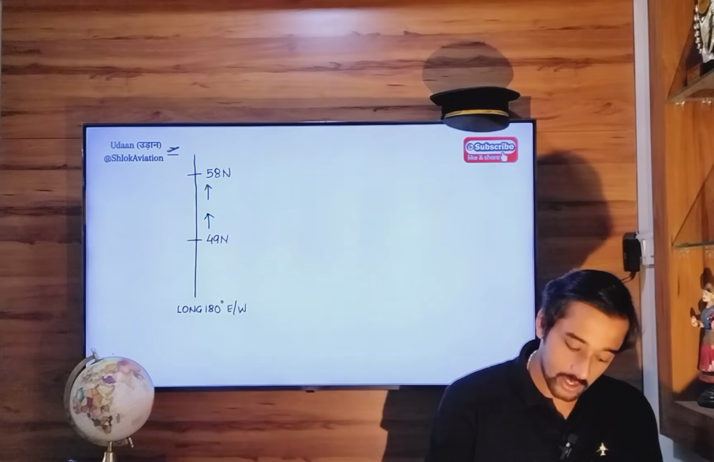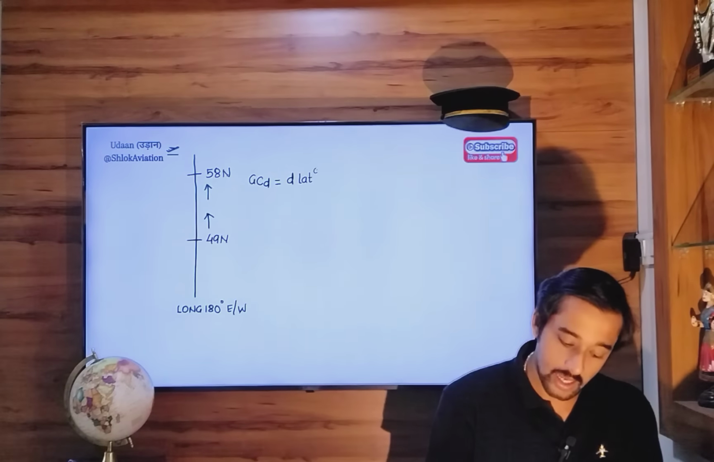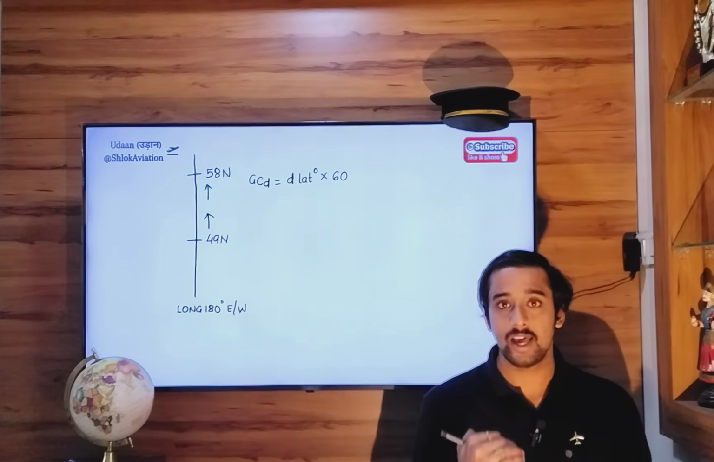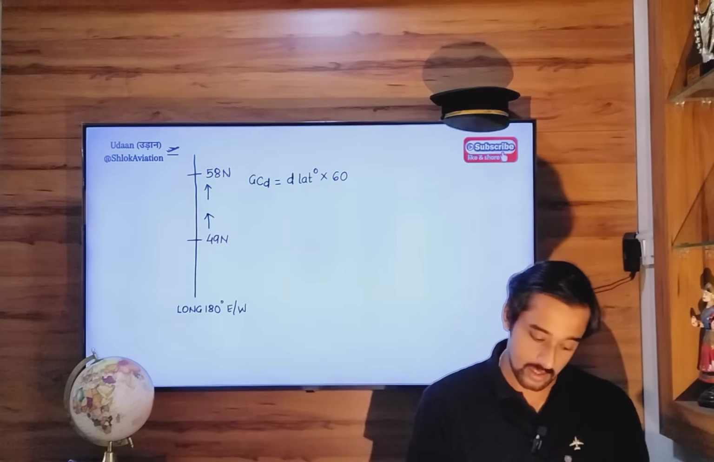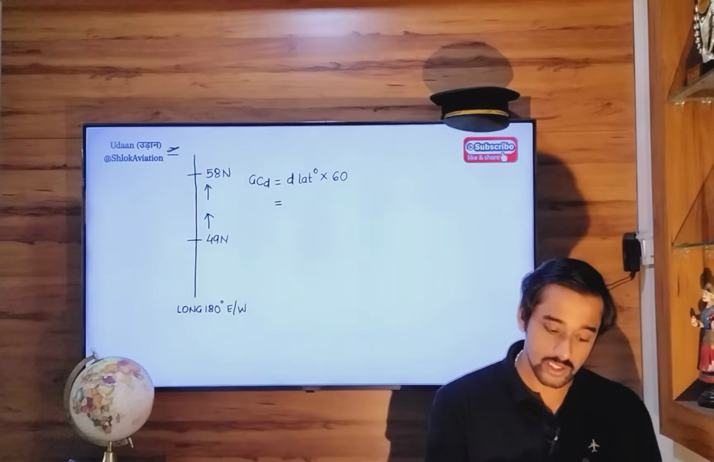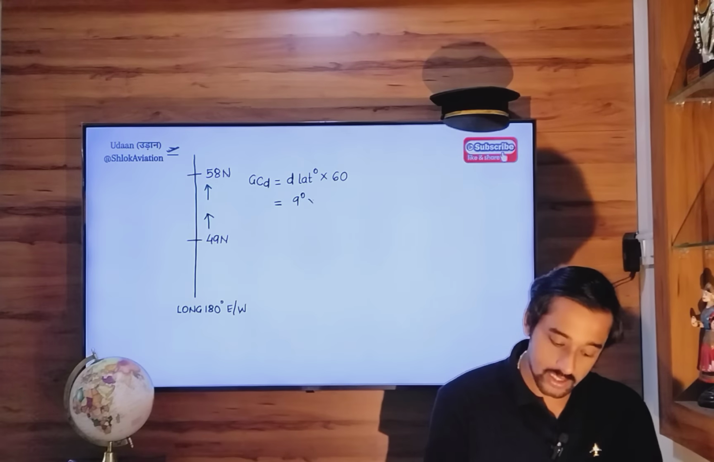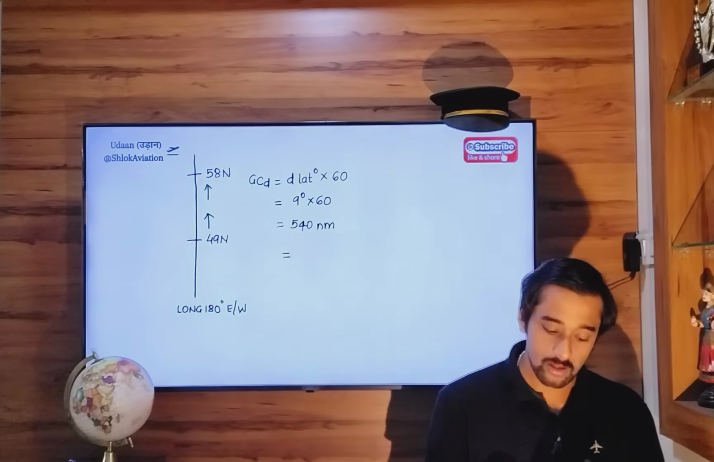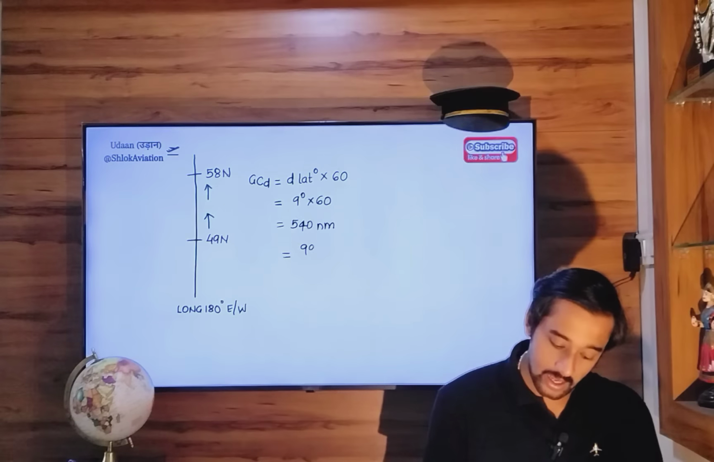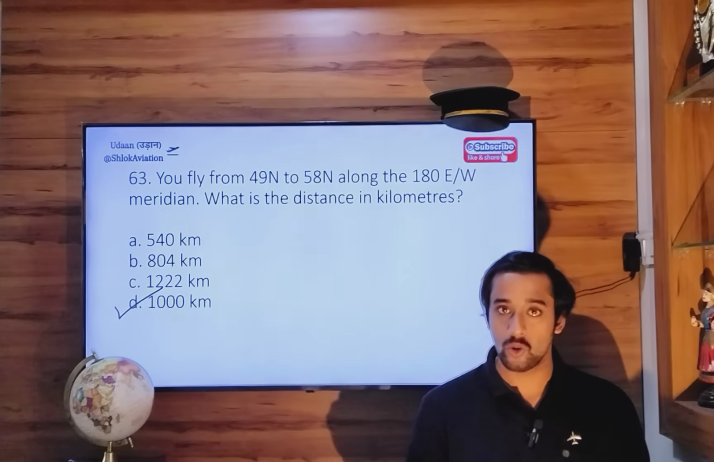Now this is nothing but your great circle track. So great circle distance is difference in latitude in degree multiplied by 60. So when you fly north or south along a meridian, we are actually flying a great circle by definition. So the difference between these two latitudes is 58 minus 49, 9 degree, into 60, which is 540 nautical miles. Convert this into kilometers, multiply by 1.852 kilometers. So D is the correct answer, the closest.